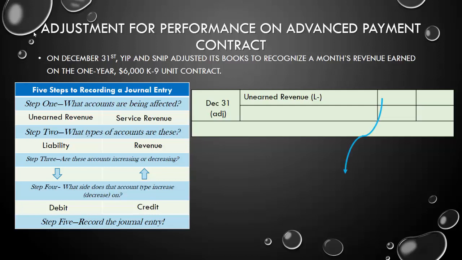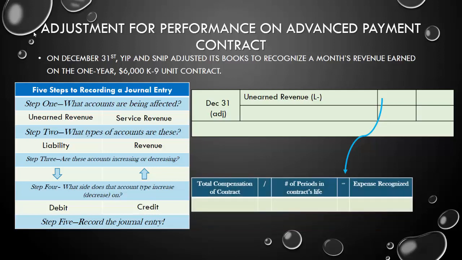How much is this debit going to be for? Well, there's a lot of different ways that you can do this, but for right now, let's do the easiest way. We're going to recognize it evenly. The total compensation of the contract was for $6,000. That is how much we were paid in advance. It is a 1-year contract, and we're recognizing this monthly. So that means the number of months in this contract's life is going to be 12. Well, if we recognize it evenly over the entire contract, that means that we're going to recognize $500 each month. And we credit service revenue for that same $500 as we adjust for these contract revenues that have actually been earned.